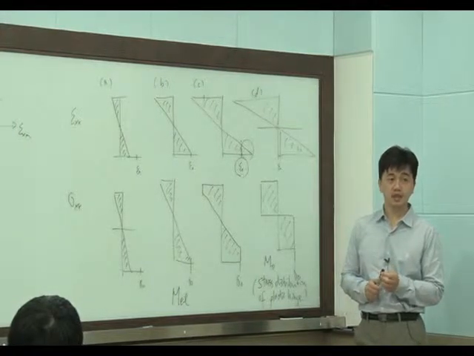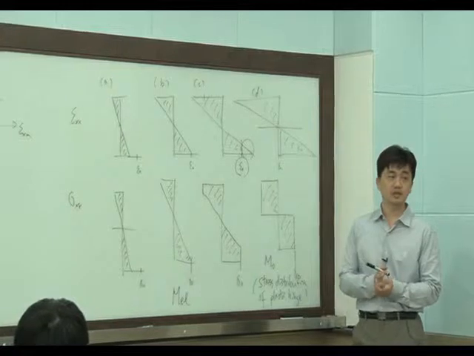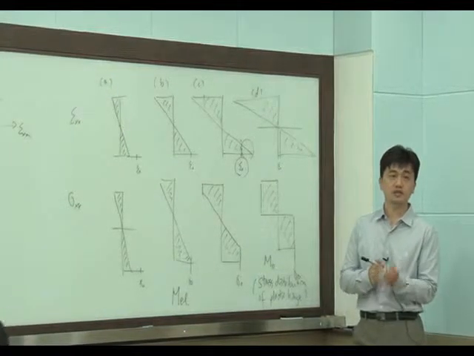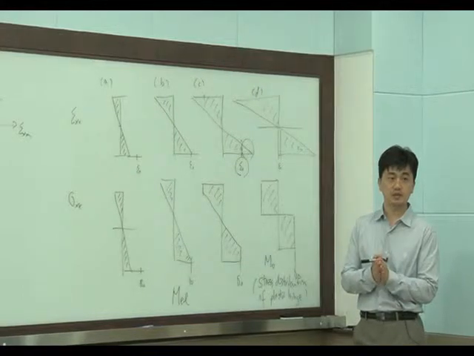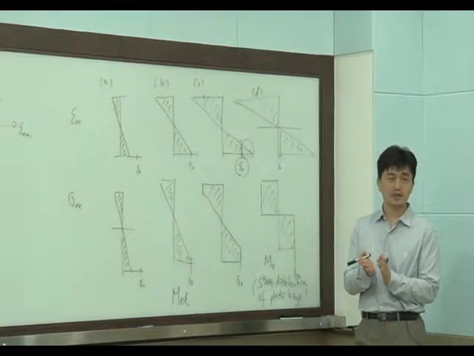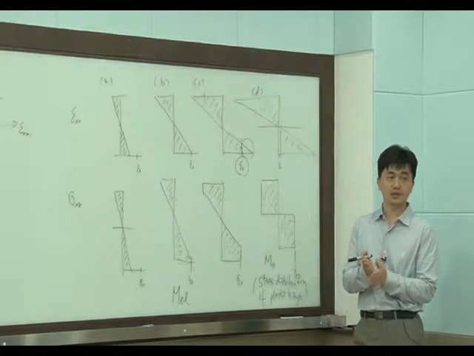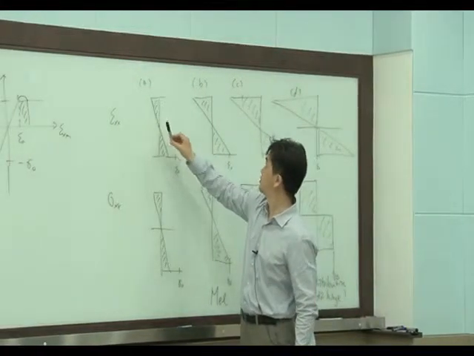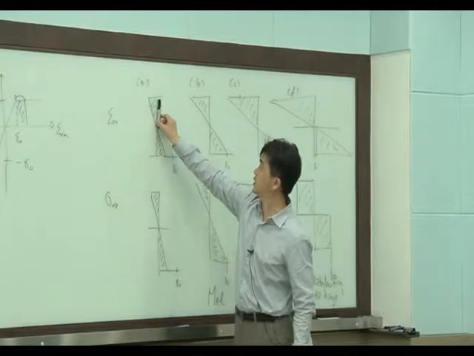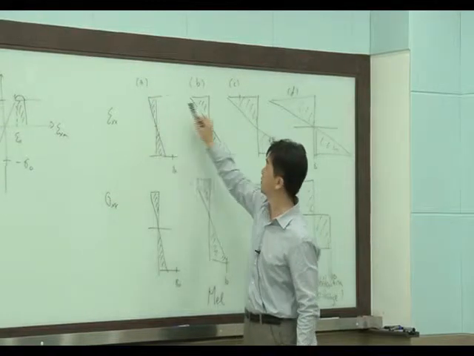in the beam theory, the basic assumption is that the cross-section should be plane always during the deformation. So this is a cross-section, original cross-section and deformed cross-section.